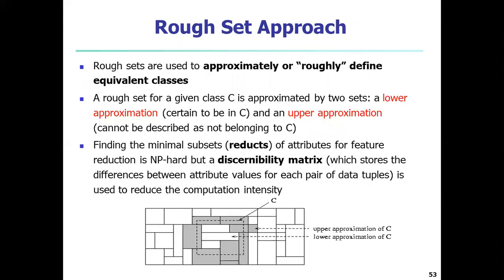With this, we have the rough set approach. The rough set approach uses an upper approximation and a lower approximation of the values to roughly define equivalent classes. The rough set for a given class C is approximated by two sets, the lower one and the upper one. Finding the minimal subset of attribute values is explained in the rough set approach.